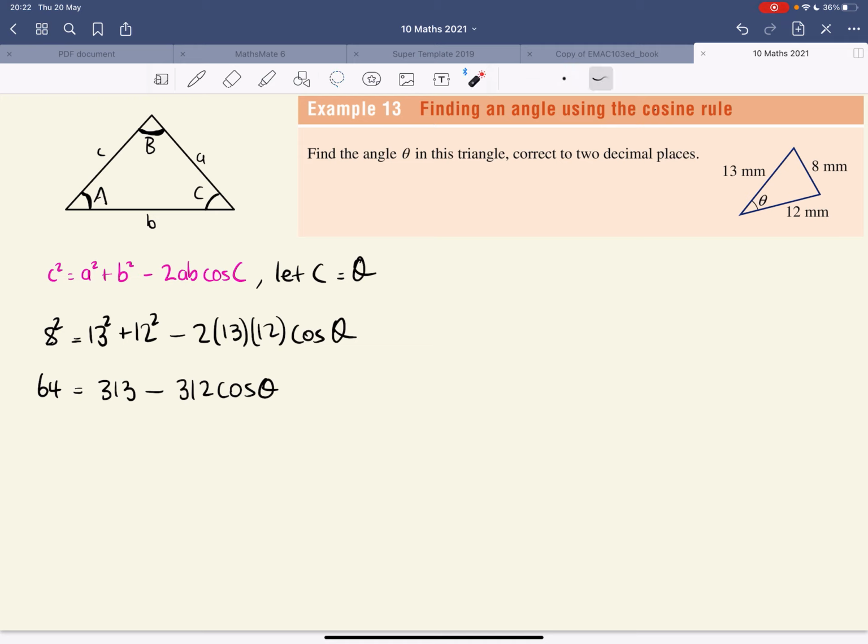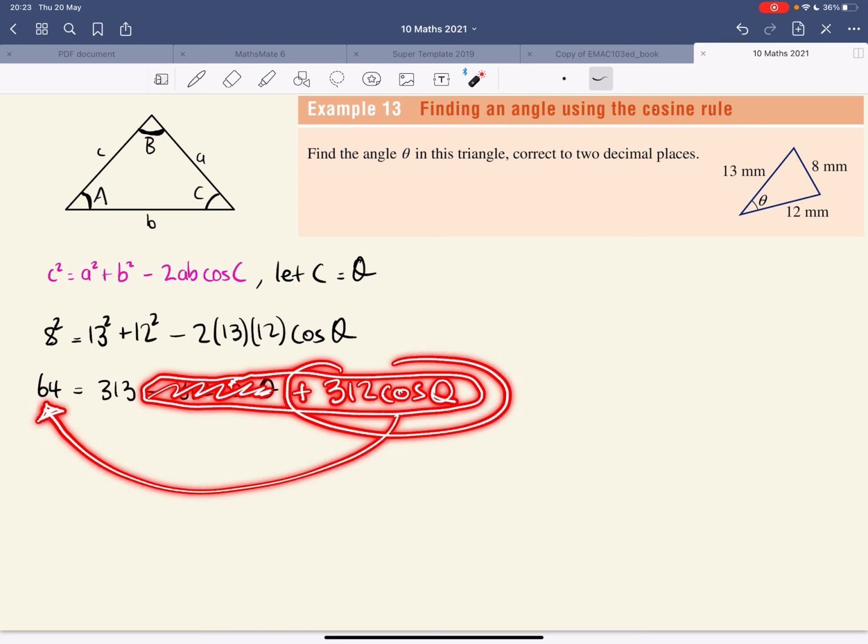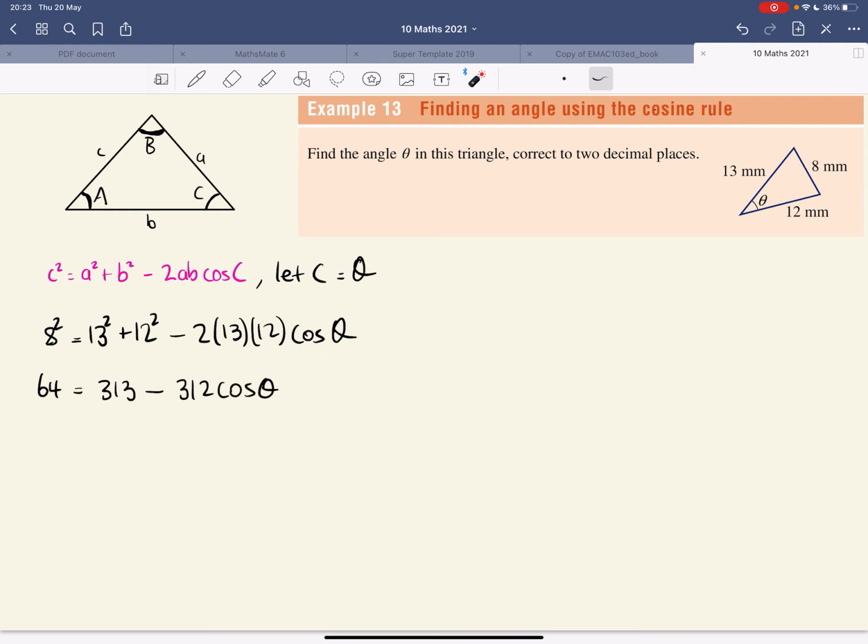If we get rid of negative 312 cos theta, well, firstly, we'll have to get rid of it by reversing the operation of negative 312 by adding 312 cos theta. And that'll get rid of everything because negative 312 cos theta plus 312 cos theta is 0. But remember, whatever you do to one side, you've got to do to the other side. So see what our result will be. We've removed the negative sign. That's going to make our working out a little bit easier. So let's go ahead and do that.